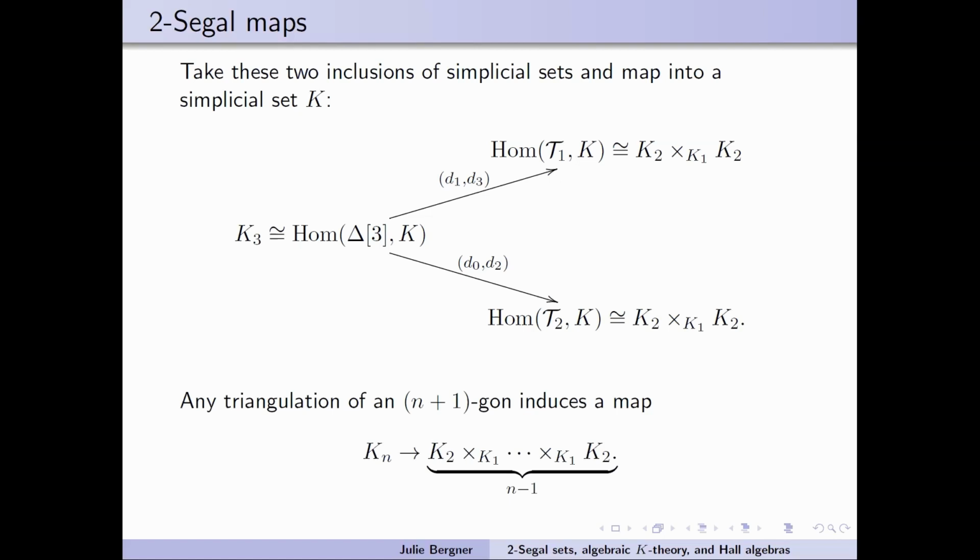Okay. And this can be generalized. If I take any n+1 gon with cyclically labeled vertices, and put in diagonals to get a triangulation, this is going to induce a map from Kn to now n-1 triangles glued along common edges.